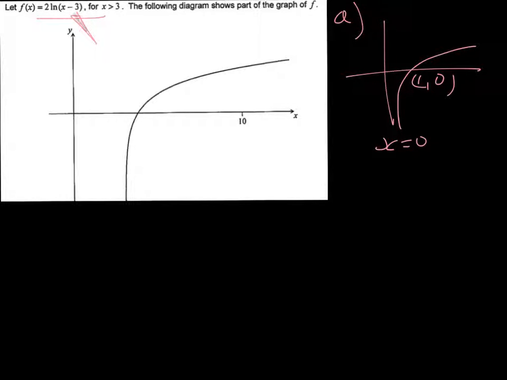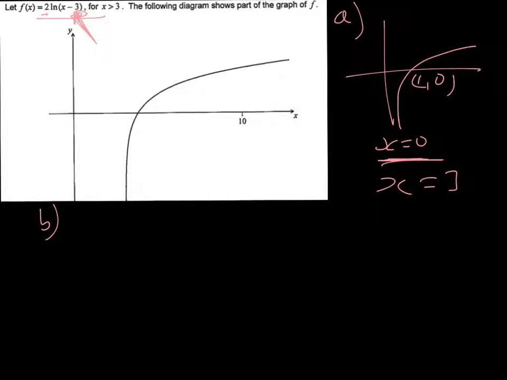So given that here we've got a horizontal translation 3 to the right and a stretch which won't affect the asymptote, it's just going to be this x equals 0 translated 3 to the right, which is going to give us x equals 3.